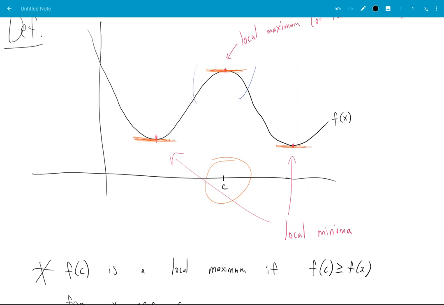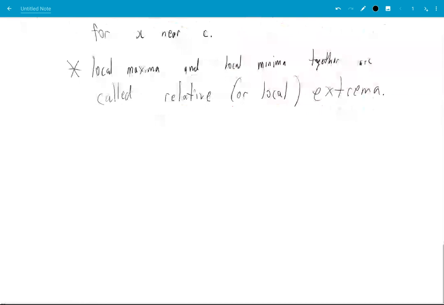Okay, so that's where we're going now. So horizontal tangent line means f prime is 0. Okay, so f prime is 0, a very special place on our graph.